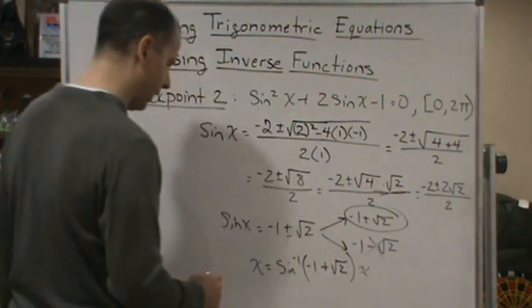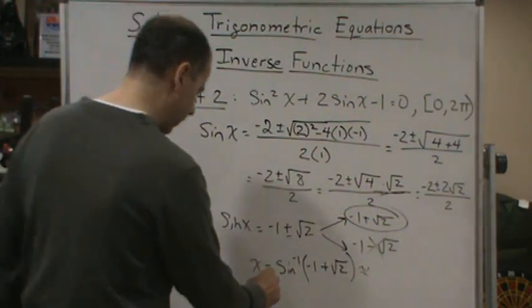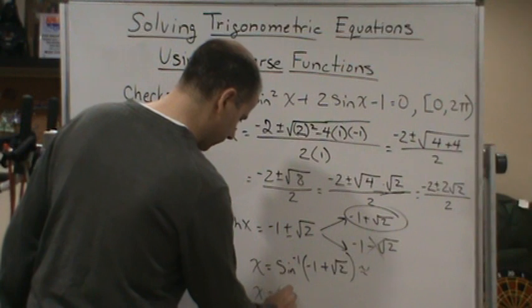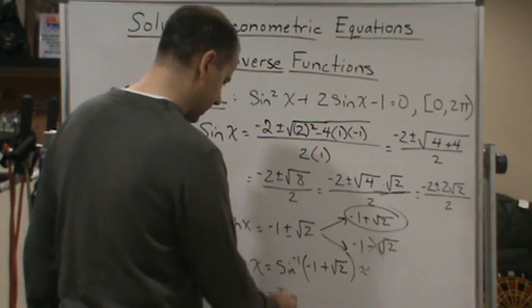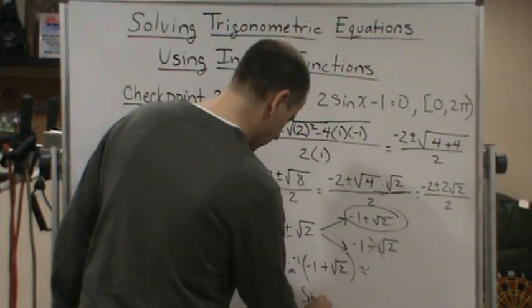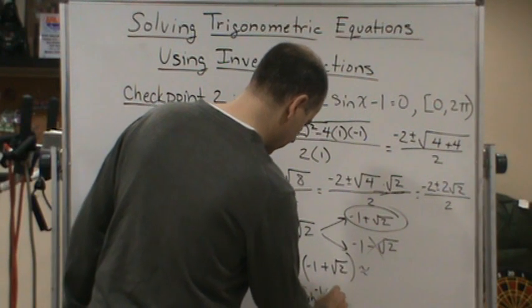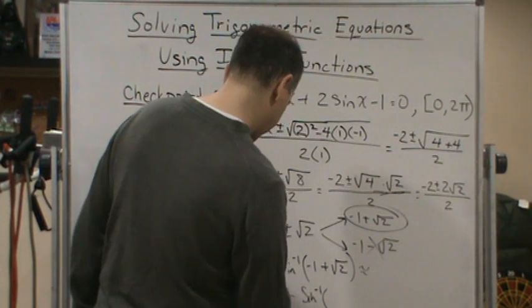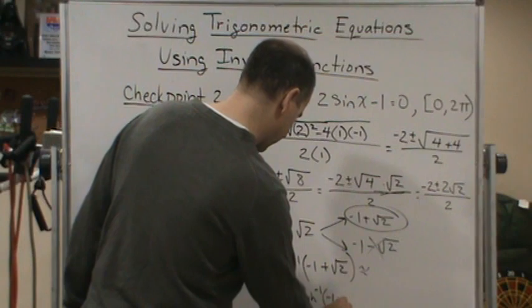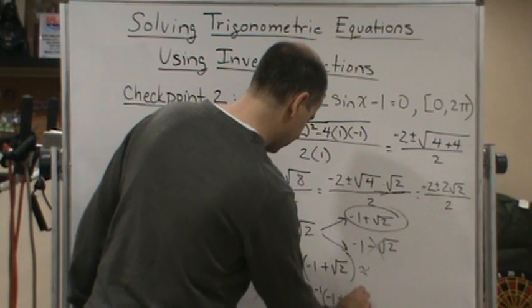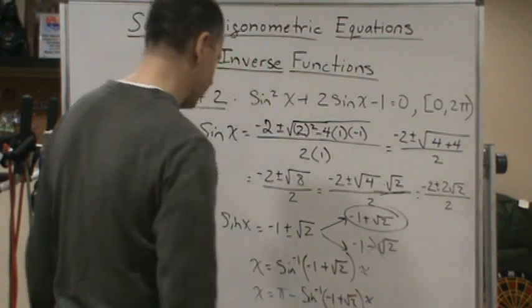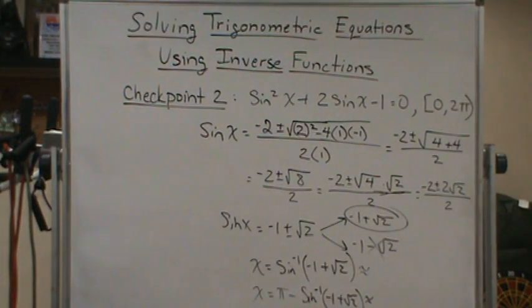You'll have to stick that in your calculator. But the other value of x is going to be what? Equal to pi minus sine inverse of -1 plus the square root of 2. That's also going to be a solution.